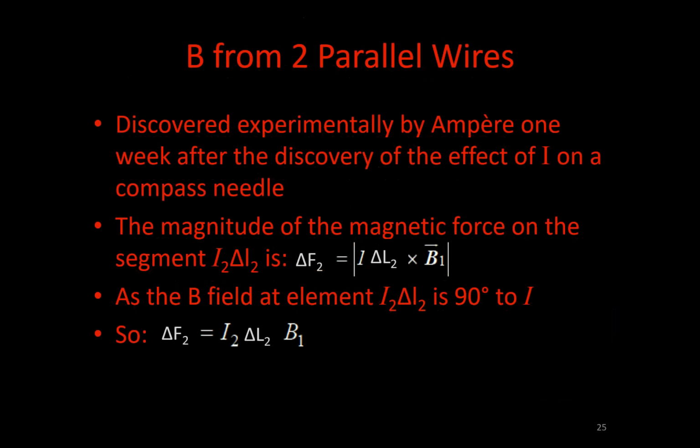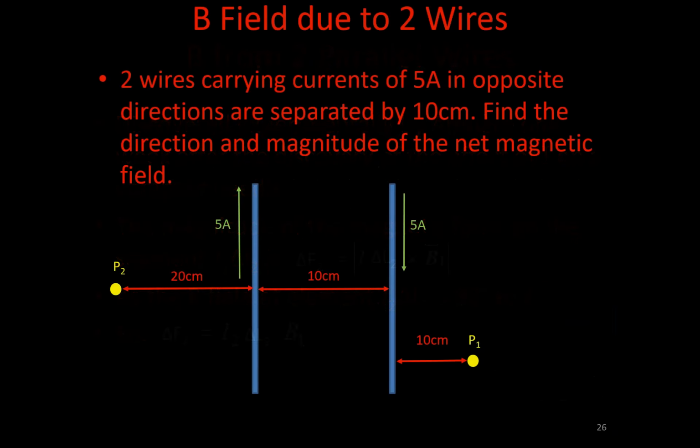And that's where F equals BIL came from. This is what Ampere was working on. So the magnetic field due to two wires. If here we have two wires carrying currents of 5 amps in opposite directions, and they're separated by 10 centimeters, we want to find the direction and magnitude of the net magnetic field. So that's the total magnetic field of the system.